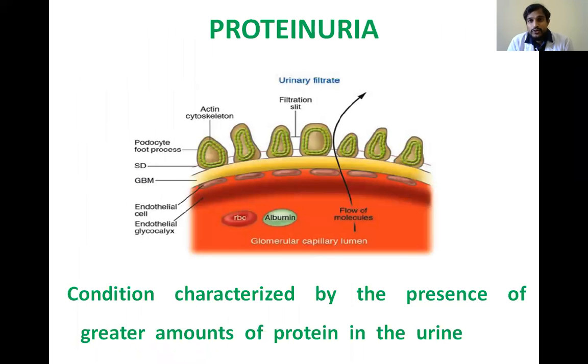So next is the proteinuria. It is characterized by presence of greater amounts of protein in urine. So we had seen the proteinuria in renal disease, nephrotic syndrome. But proteinuria can also occur in other diseases, not only in the renal diseases. So proteinuria can occur in the renal diseases due to damage to the renal blood vessels, or proteinuria can occur in other conditions also due to increased blood flow in the renal vessels.